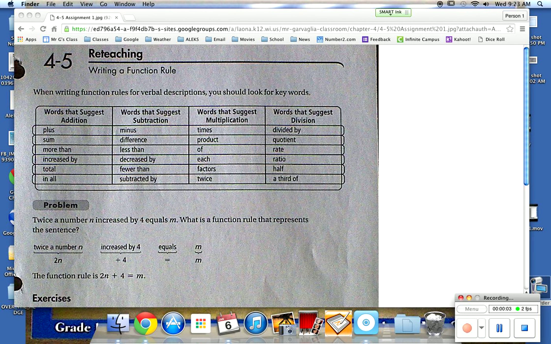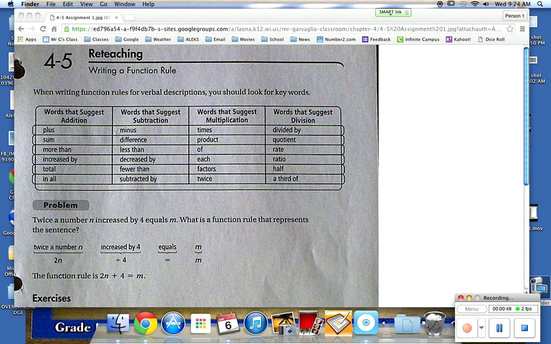Chapter 4, Section 5. We are going to learn how to read story problems. The sheets I gave you are going to help you understand some of the words that go with addition, subtraction, multiplication, and division. Addition: plus, sum, more than, increase by, total, in all. If you see those words, it means addition. Same thing for subtraction: minus, difference, less than, decreased by, fewer than, or subtracted by.